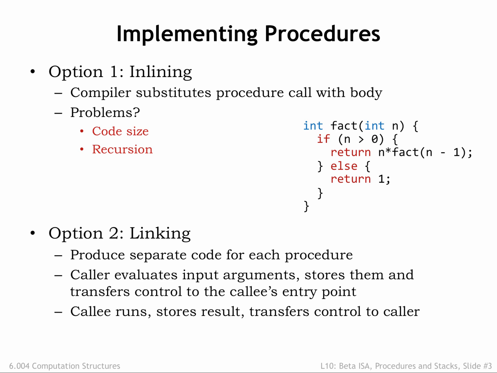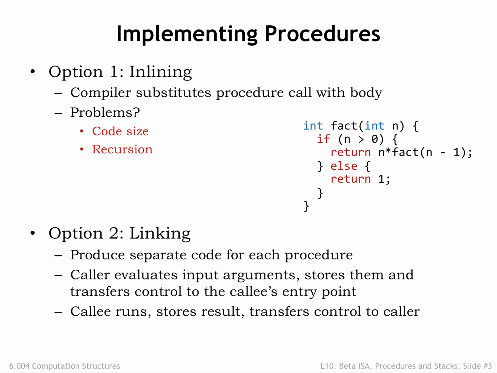In this approach, there is a single copy of the procedure code which we arrange to be run for each procedure call. All the procedure calls are said to link to the procedure code. Here, the body of the procedure is translated once into beta instructions, and the first instruction is identified as the procedure's entry point.